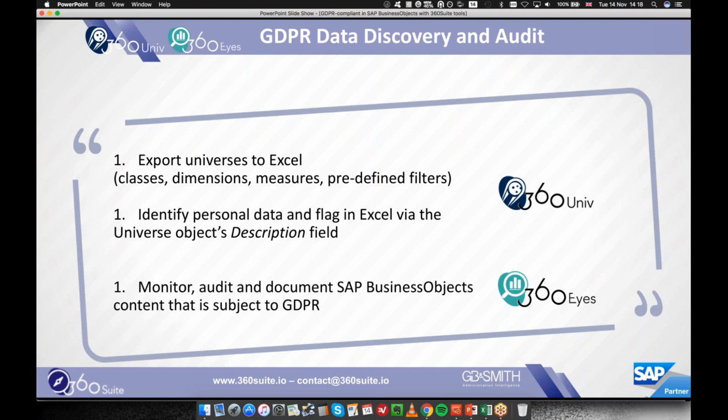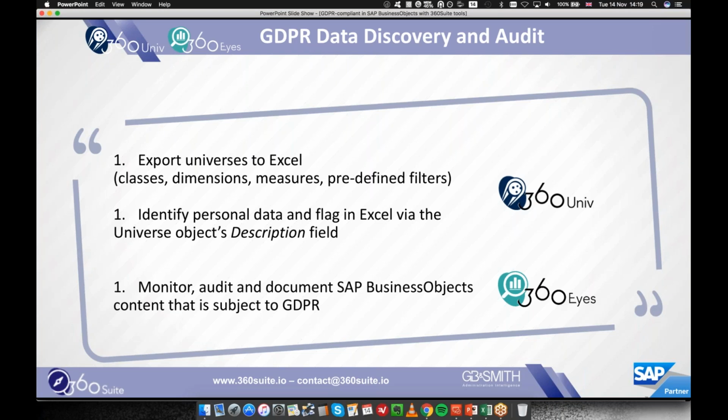And then we can push that further with the set of reports that we provide in 360 Eyes, where you can do a full audit trail of user activity, user actions on those reports, on those instances as well. So you can see reports that have been scheduled, instances that have been created, and whether those instances also contain GDPR data.